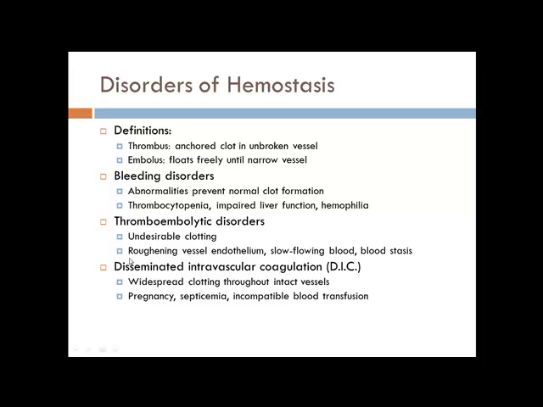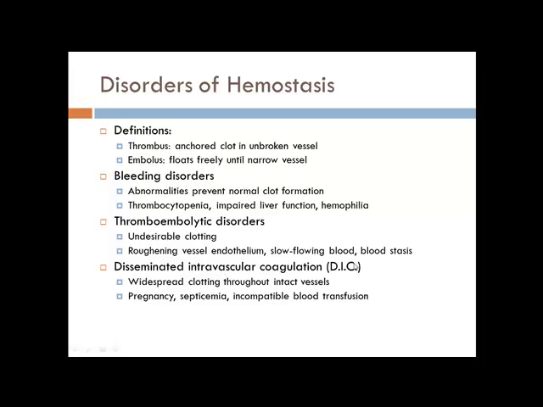With thromboembolic disorders, these are going to be people who will be going to Coumadin clinics. What happens is they get roughening of the endothelium of their blood vessels, and it'll slow blood flow and cause stasis, or they can have tons and tons of clots forming, or be more likely to have an embolus or a thrombus.